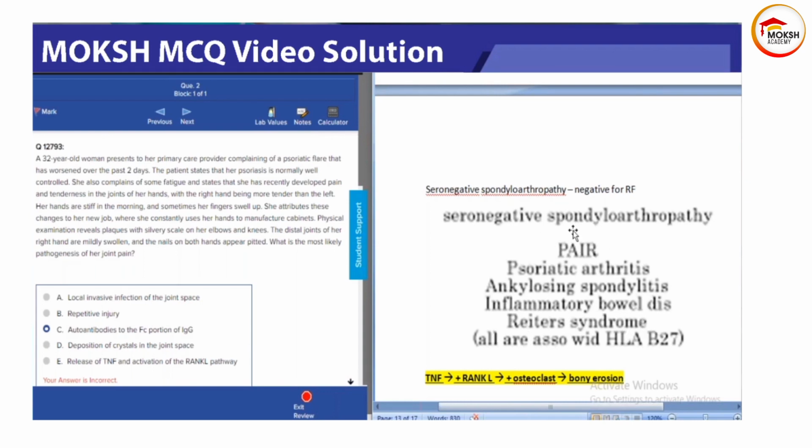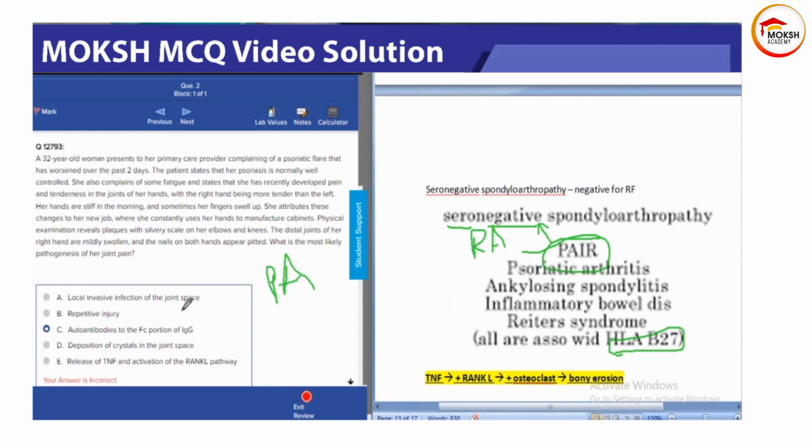There is a mnemonic called PAIR. This mnemonic is also present in First Aid. These 4 conditions come under the umbrella of seronegative spondyloarthropathy, which means that there are no antibodies associated with rheumatoid arthritis in the serum. That is why it is known as seronegative spondyloarthropathy. Another important thing to remember about these 4 conditions is that they are associated with HLA-B27. We made the diagnosis that this patient has psoriatic arthritis. Now the question was, what is the pathogenesis?